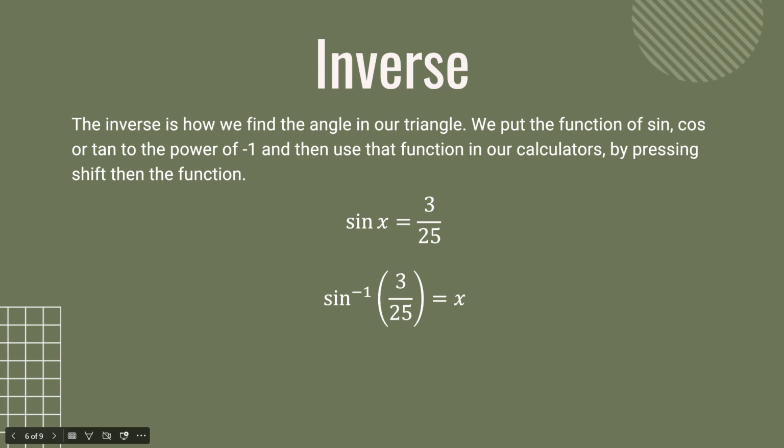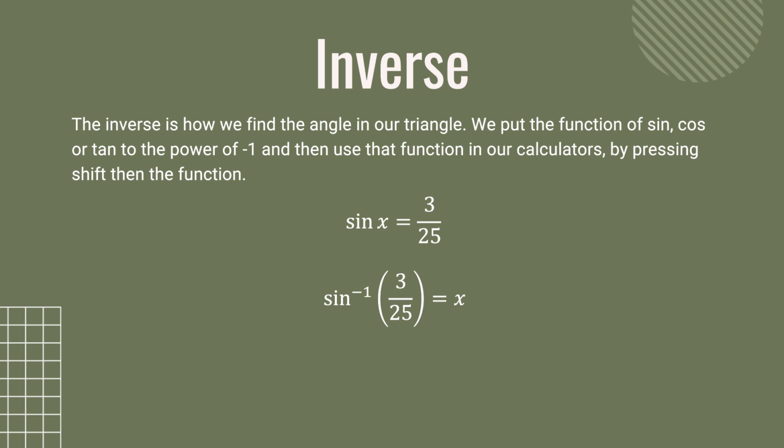Now, with SOHCAHTOA, you need to learn about inverse functions. The inverse is how we find the angle inside our triangle. We put the function of sin, cos, or tan to the power of -1. Then we use that function in our calculators by pressing shift, then the function. So if you have a calculator, you'll have sin, cos, and tan on your calculator. But if you press shift, then sin, you'll get sin to -1.